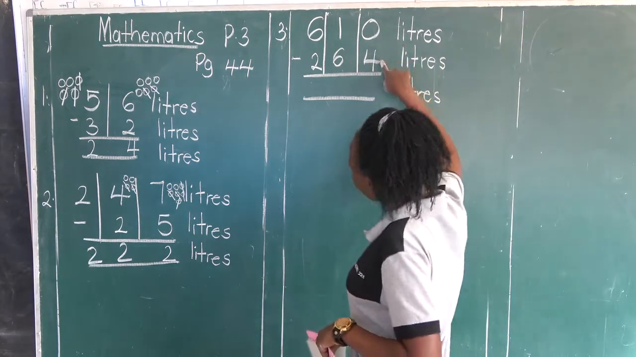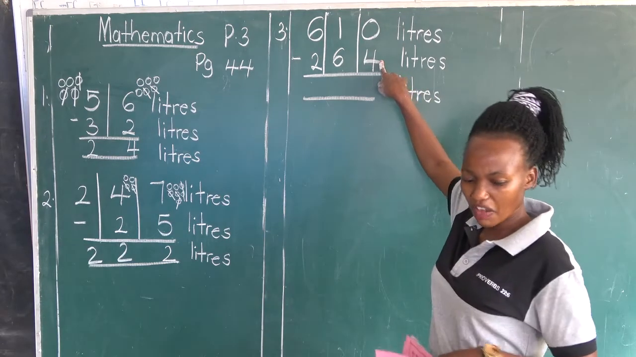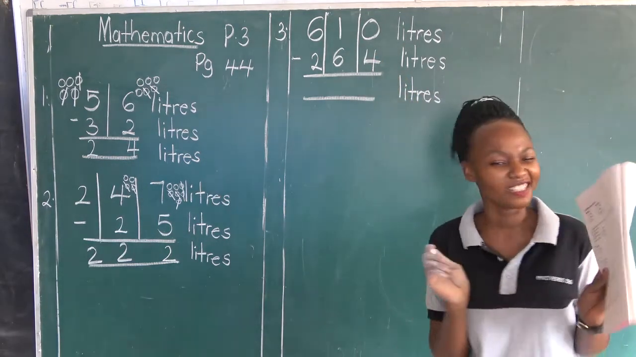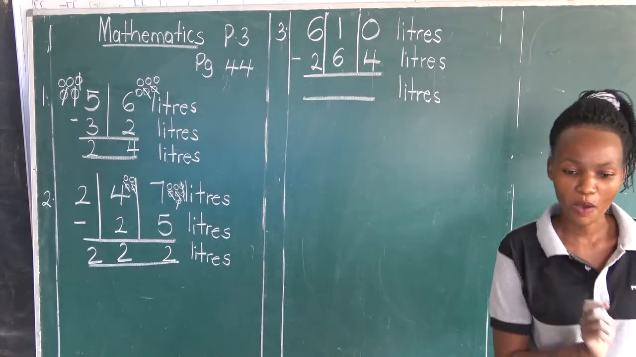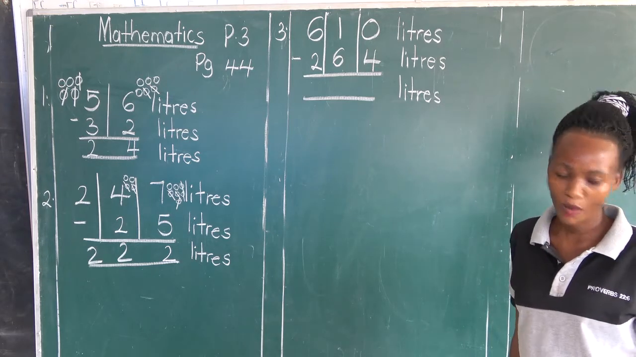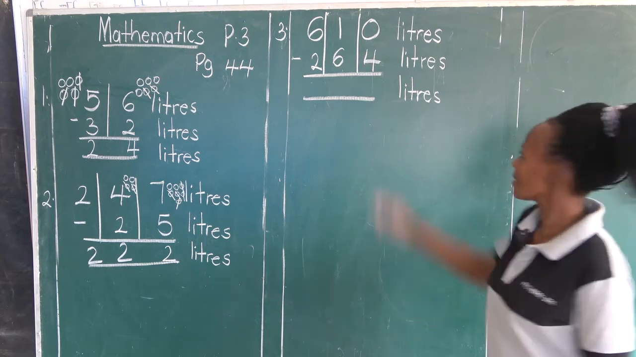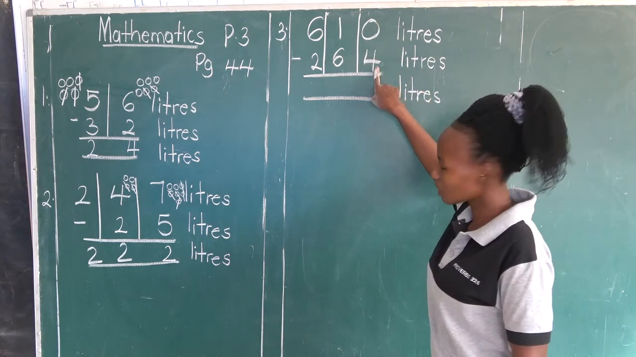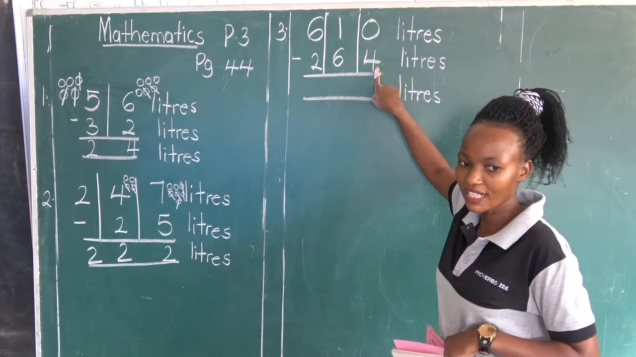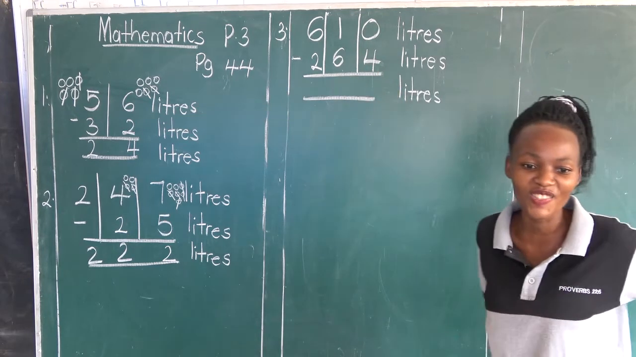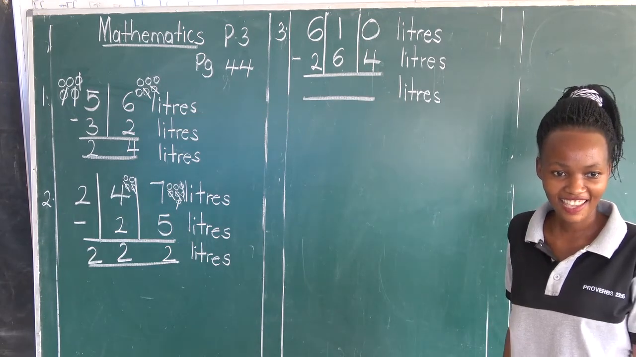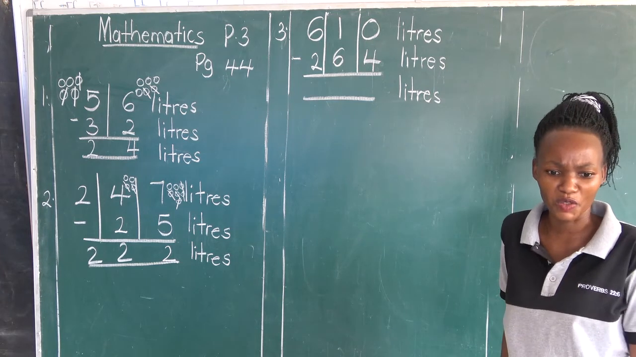0, take away 4. But for this case, we shall say that that one is impossible. So take away 4, what are we going to do? Who can try? 0, take away 4 will not be possible. We need to do something. What are we going to do?